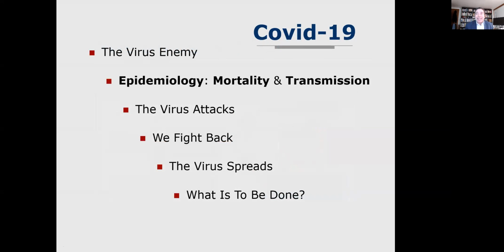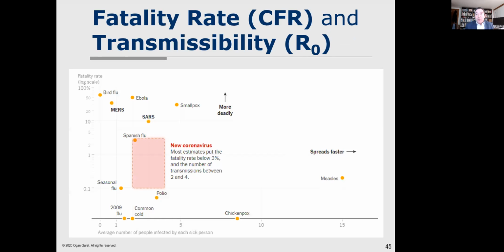Now let's shift to the basic epidemiology. Epidemiology is a very big field, so I'll focus on two dimensions of epidemiology. One is the mortality or fatality rate, which is on the vertical dimension, and the other is transmissibility, or how it spreads, which is on the horizontal dimension. So mortality and transmissibility.